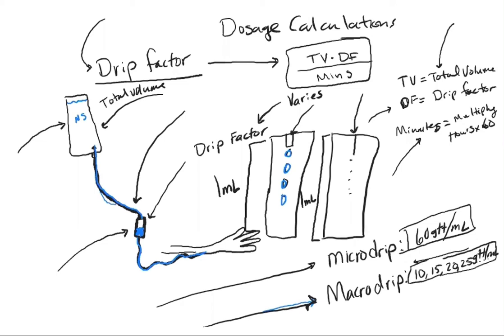In micro it's 60, and then it could be 10, 15, 20 in macro drop, but they're going to give it to you. TV stands for total volume. DF stands for drip factor. And the minutes is you multiply the hours by 60, and that gives you your minutes. Your macro drip has bigger tubing, hence bigger drops, macro drops. And your micro drip has smaller tubing, hence micro drops, smaller drops that will take to fill up 1 mL, which is found in this chamber.